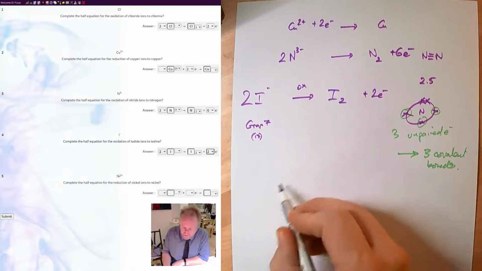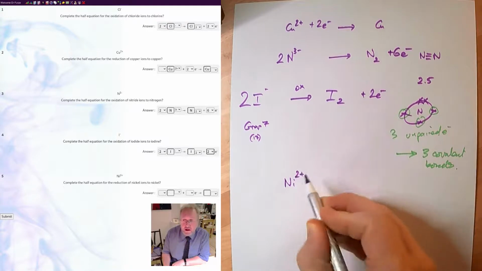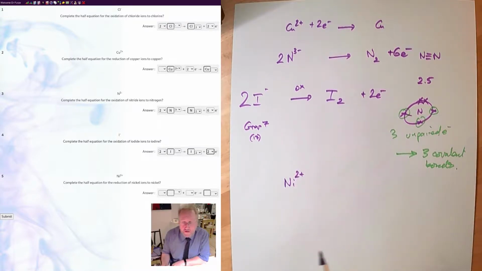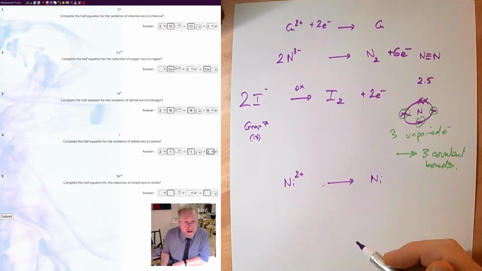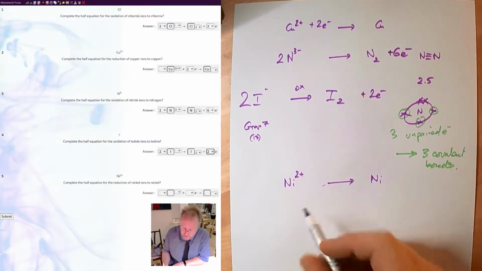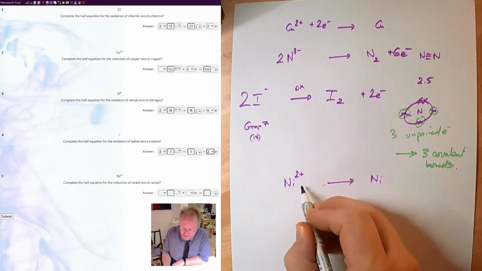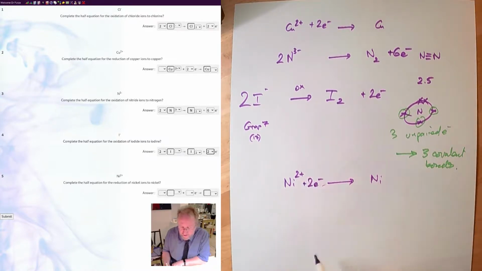Okay, and the final question, complete the half equation for the reduction of nickel ions to nickel. So nickel ions are Ni2 plus, helpfully gives us that in the question, and nickel is a metal, so it is just represented as Ni because it has a giant structure. So it's got a 2 plus charge. It's going to need 2 electrons to become neutral. So that's it. Very straightforward. Nickel 2 plus plus 2 electrons goes to Ni.